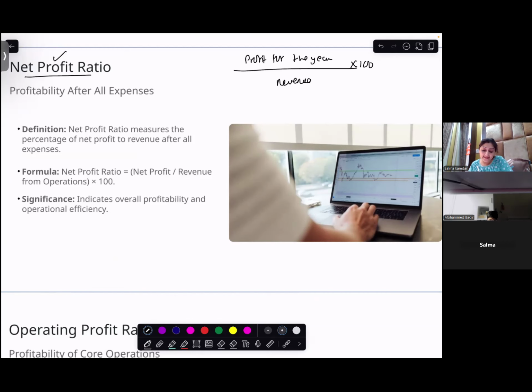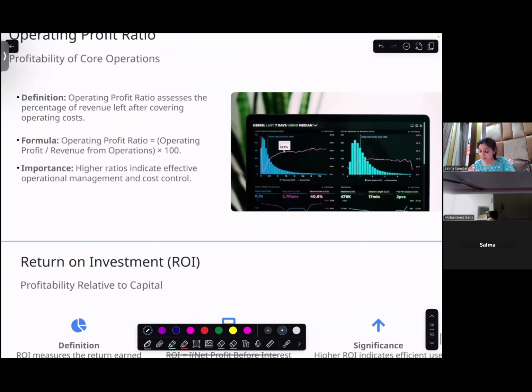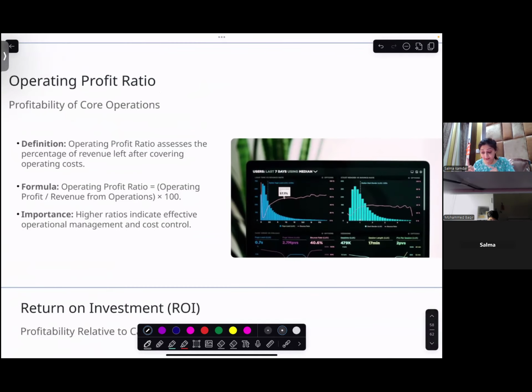Operating profit ratio. What is operating profit? Here you have to recall your income statement. What is the format of your income statement? Sales minus cost of sales gives you gross profit, minus the other expenses gives you operating profit.